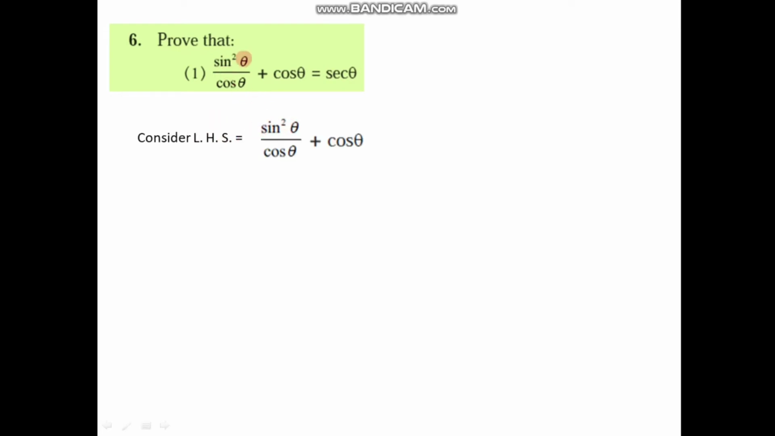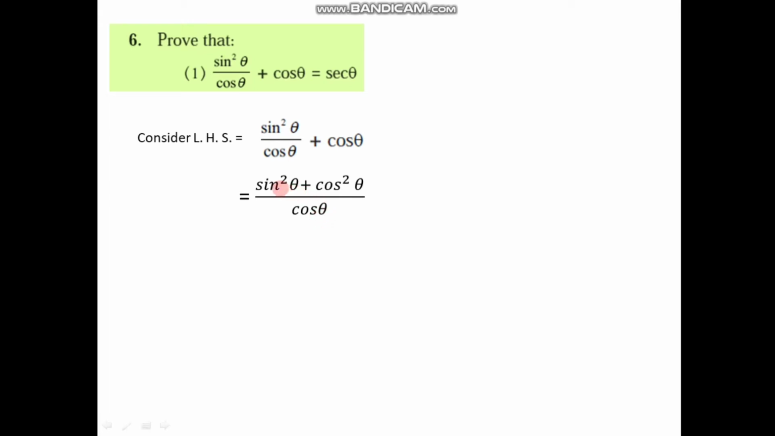So LHS is sin square theta divided by cos theta plus cos theta. Now for this side, we have to make some adjustments so as to have the right hand side. So for this one, if we cross multiply, as we can see, in the second term, cos theta do not have a denominator. So when any algebraic term do not have a denominator, at that time it is 1. So if we cross multiply, we get sin square theta into 1 plus cos theta into cos theta, that's cos square theta, divided by cos theta into 1, that is cos theta.